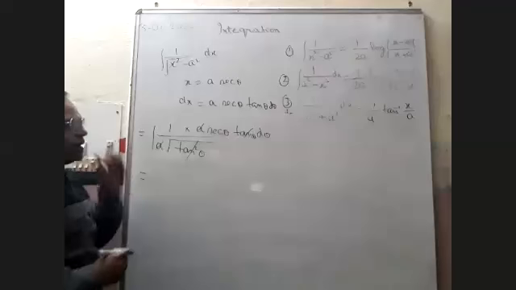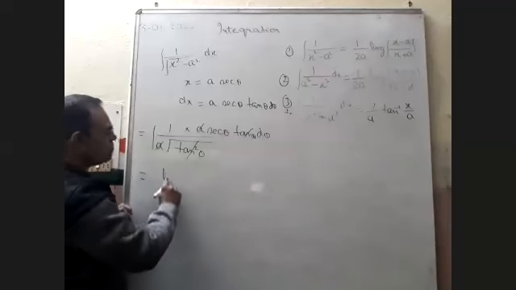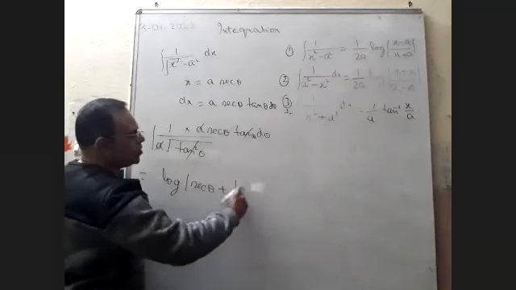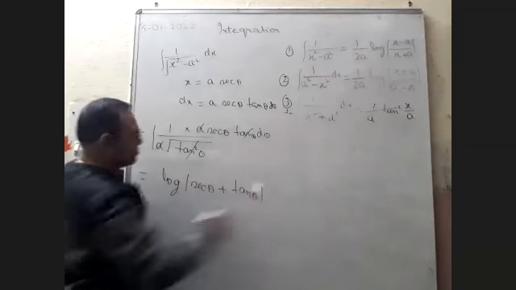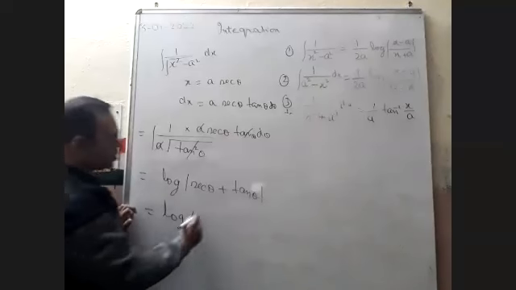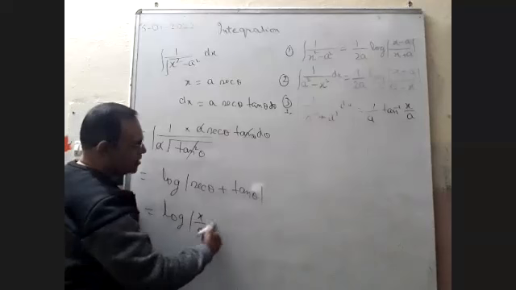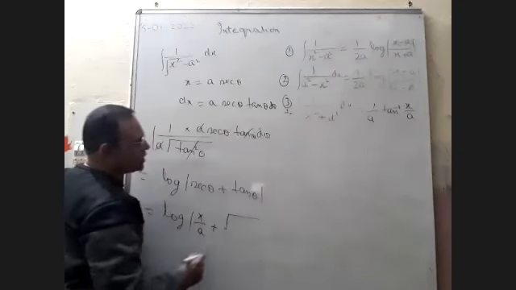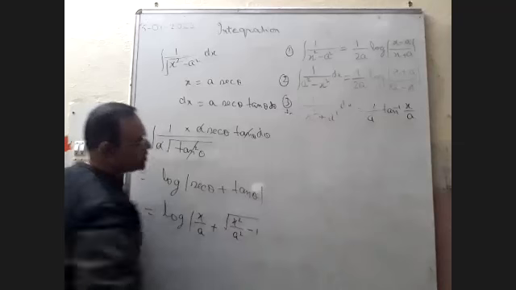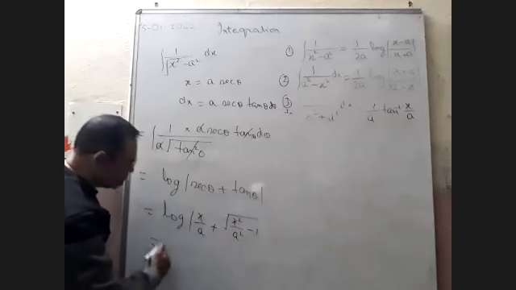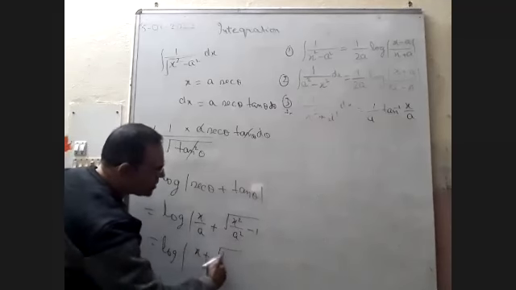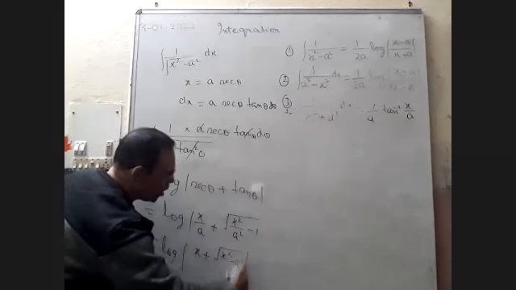Integration of sec theta, yesterday I told you what the integration is: log of sec theta plus tan theta. Now you put the value of sec theta and tan theta. Sec theta is equal to x upon a, and tan theta is equal to under root sec square theta minus 1, that is, x square upon a square minus 1. The formula will become log of x plus under root x square minus a square, upon a.